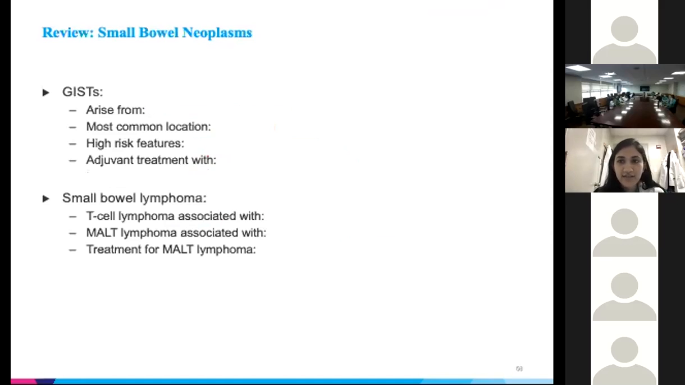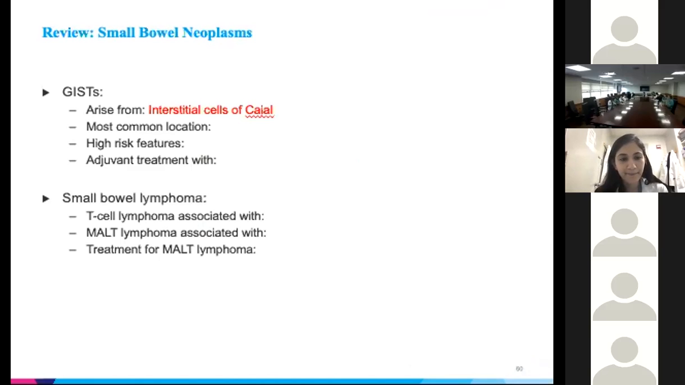And then GISTs. Team 4, do you guys want to take these? Most common location would be like a gastric mucosa. Can people speak a little louder? Nobody can hear anything. I believe they arise from the submucosa, from the interstitial cells. Most common location is the stomach. Yes, you're right.